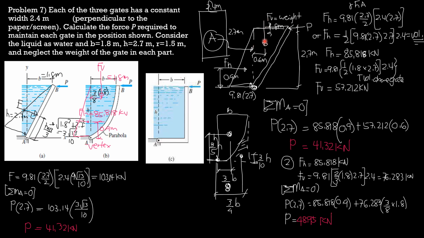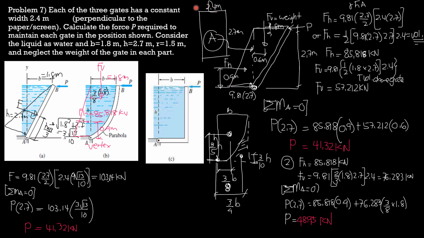The FV passes through the centroid of this triangular area. This is 1/3 of 1.8, so 0.6 meter. And FH is acting at 1/3 of 2.7, so that's why it is 0.9.